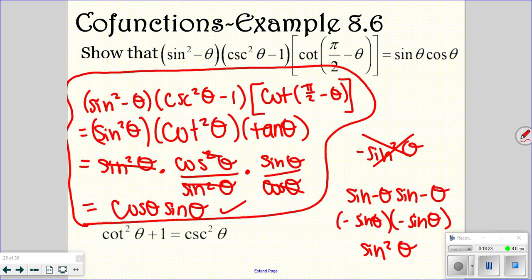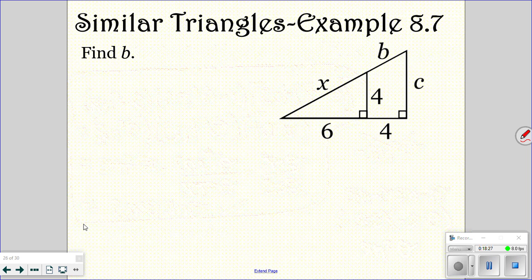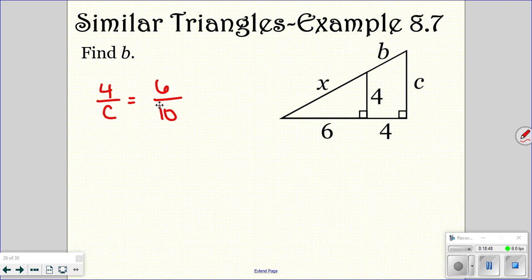Okay, so there's another show that for you. Now we're going to move on to similar triangles. So we want to find b on this one. So if you need to break it up into the two separate triangles, you can. If you don't need to, you don't have to. But we're going to set up ratios. So 4 over c equals 6 over 10 equals x over x plus b.